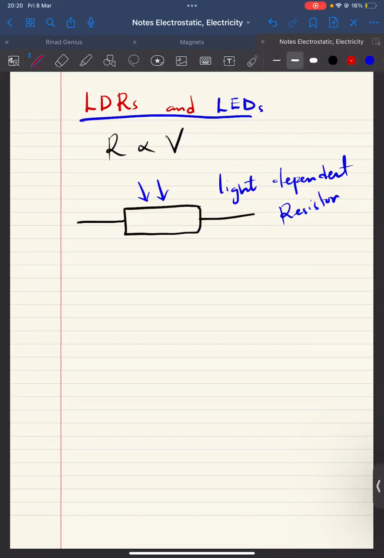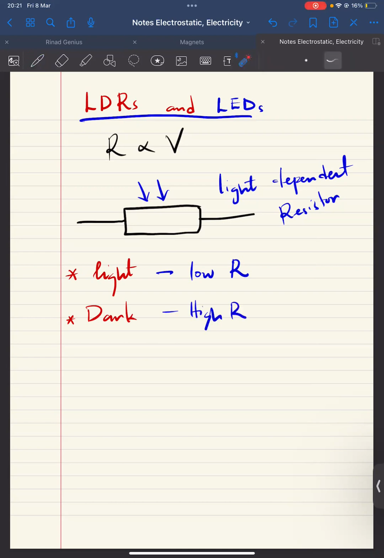How? If there is light, the resistance of this thing is low. Means if it is dark, the resistance is going to be high. As simple as that. So the fact that this thing can change its resistance means it can also change voltage. You can also change voltage across it.